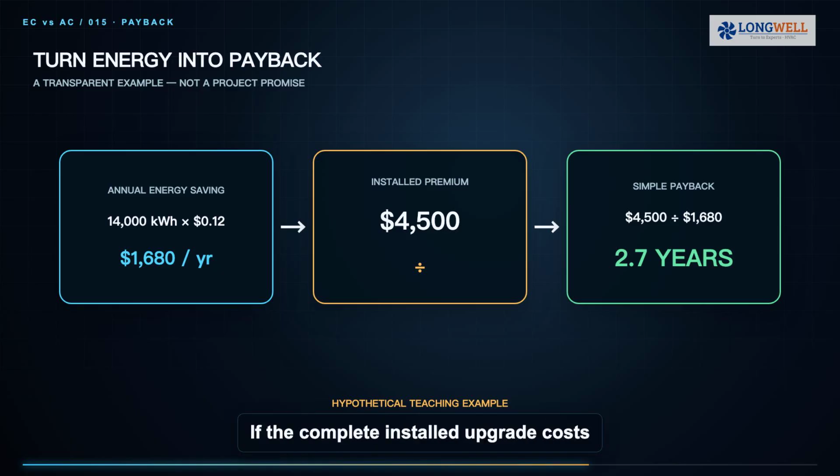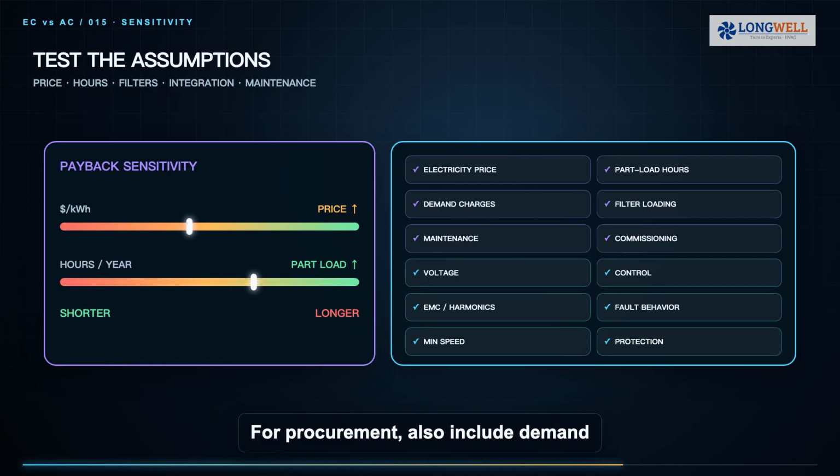If the complete installed upgrade costs $4,500 more than the baseline, simple payback is $4,500 divided by 1,680, about 2.7 years. For procurement, also include demand charges, uncertain hours, maintenance, filter loading, and commissioning. Verify voltage, control, EMC and harmonics, fault behavior, minimum speed, protection, temperature, sound, mounting, and service access. Test a range of electricity prices and load profiles.